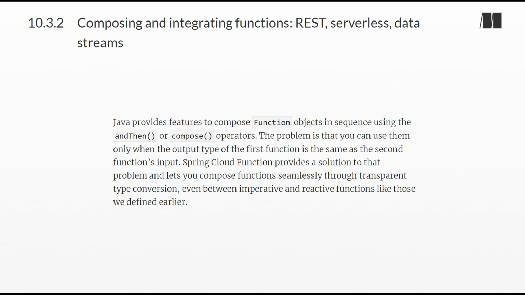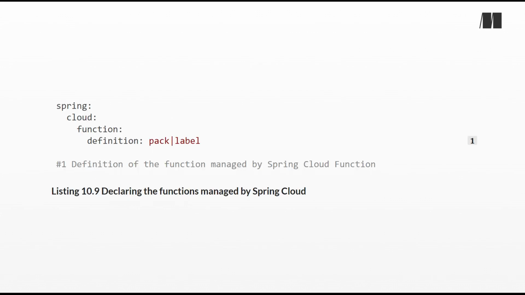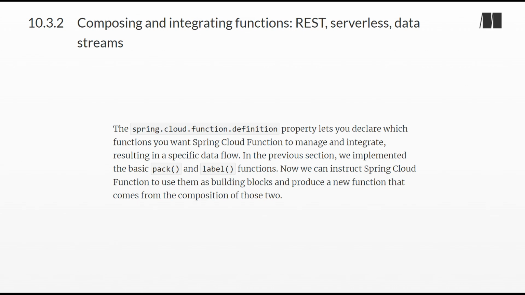Spring Cloud Function provides a solution to that problem and lets you compose functions seamlessly through transparent type conversion, even between imperative and reactive functions like those we defined earlier. Composing functions with Spring Cloud is as simple as defining a property in your application.yml or application.properties file. Open the application.yml file in your Dispatcher Service project and configure Spring Cloud Function to manage and compose the pack and label functions as follows. Listing 10.9. Declaring the functions managed by Spring Cloud. The spring.cloud.function.definition property lets you declare which functions you want Spring Cloud Function to manage and integrate, resulting in a specific data flow. In the previous section, we implemented the basic pack and label functions.